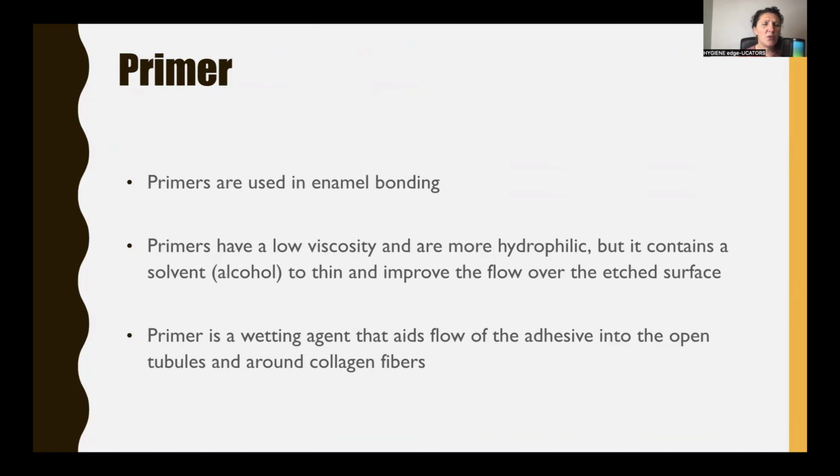So primers are used when we have to bond something to the enamel surface as well. They have a really low viscosity and they're more hydrophilic, but these will also contain a solvent like an alcohol that will make it really thin and it will flow over the area. It's a really great wetting agent that can get into open tubules and around collagen fibers. And so you might see a prime and bond.